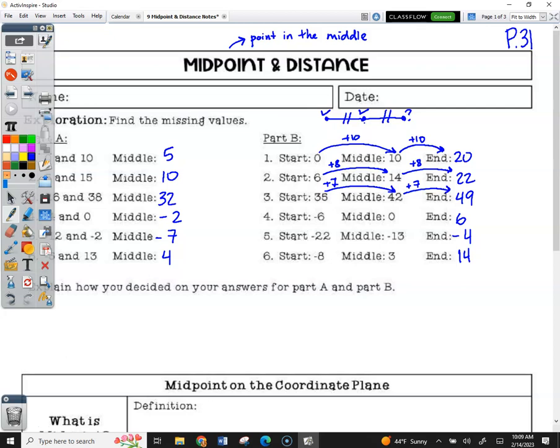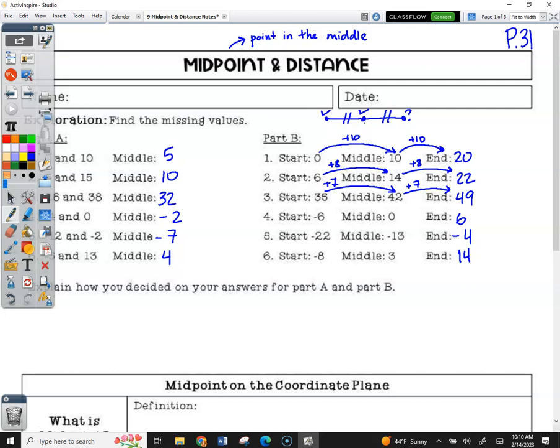Now the next question says, explain how you decided your answers. We're not going to fill that in because it varies. Some people can visualize it. Some people can just do the math in their head. Some people need the formula. Doesn't matter which one you are. So we're not going to worry about answering that question.